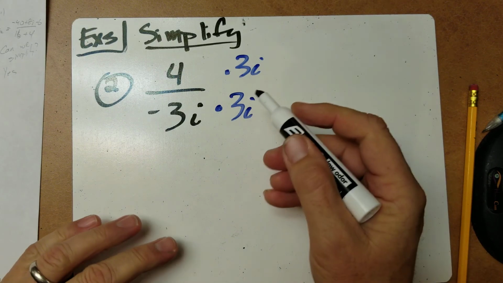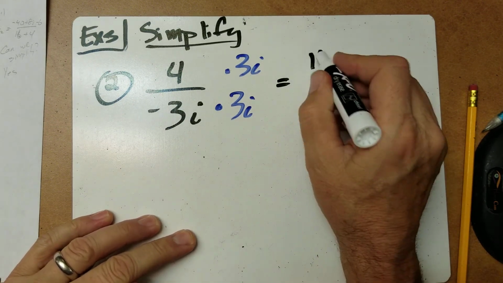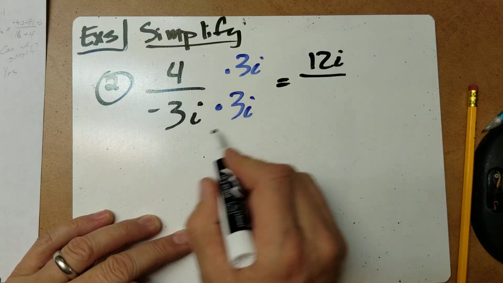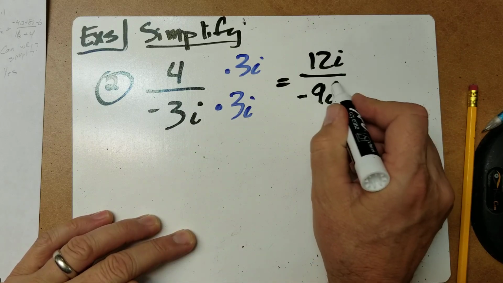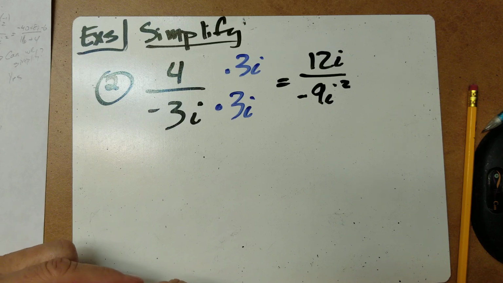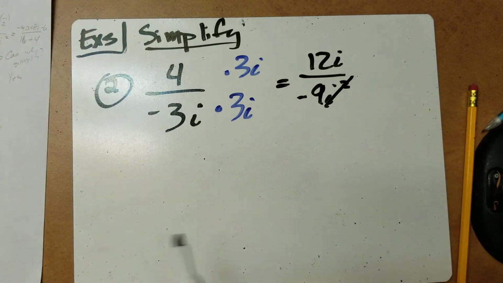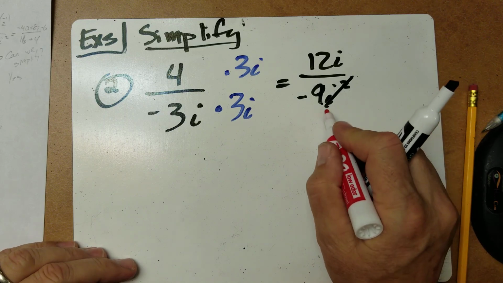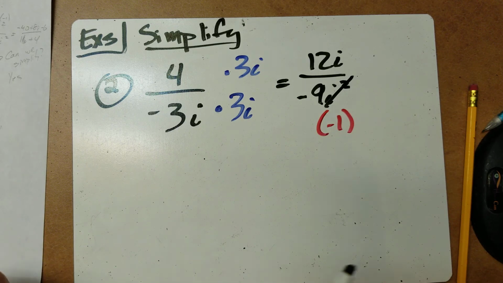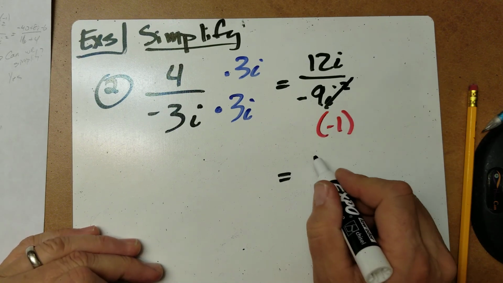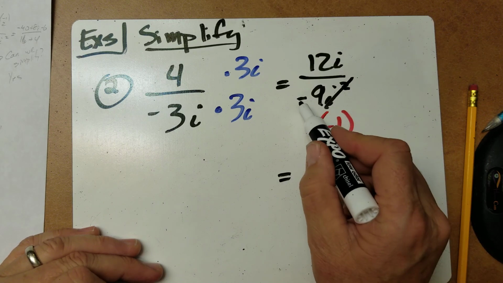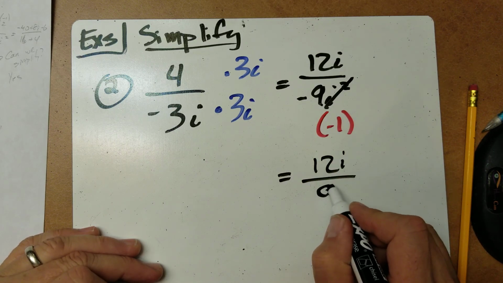Well, of course, I have 4 minus 3i. That's going to be 12i. And then this is going to give me negative 9i squared. But as I've said several times now, you have to remember that this i squared is not i squared. It is a negative 1, which leaves us 12i over negative 9 times negative 1 is positive 9.